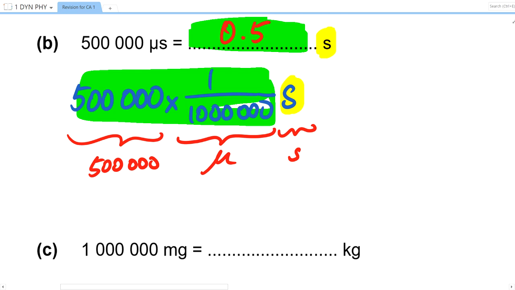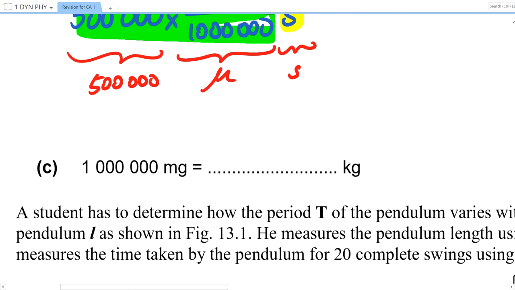Can? Let's try the next one. 1 million milligrams. What is a milli? What is a milli over here?